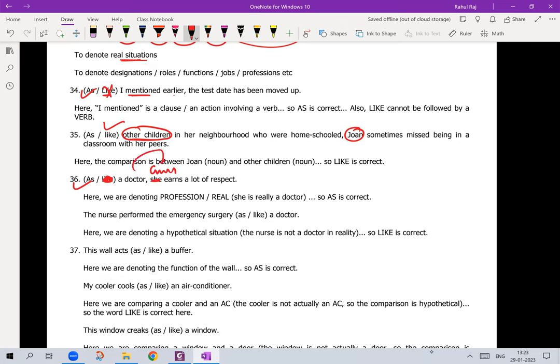It means Gauri is a doctor. As denotes a real situation. As a doctor, Gauri earns a respect. It means Gauri is a doctor and she earns a respect. This is absolutely fine. But you can never say, like a doctor, Gauri earns a respect.